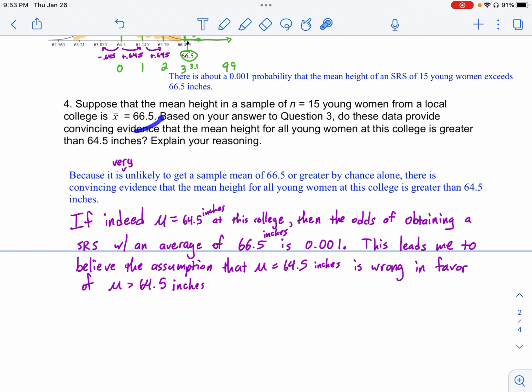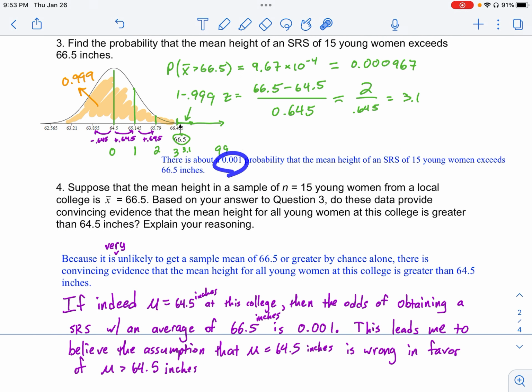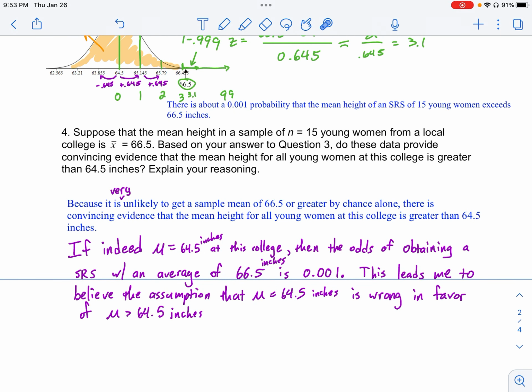Suppose that this does happen at a local college. Based on our answer right here, does the data provide convincing evidence that the mean height for all the women at this college is greater than 64.5 inches? And the answer is an emphatic yes. And blue is what the book says, and then purple is I wrote it another way.